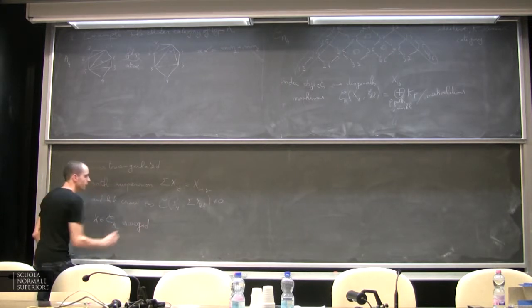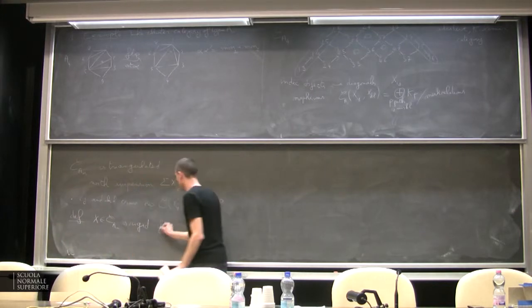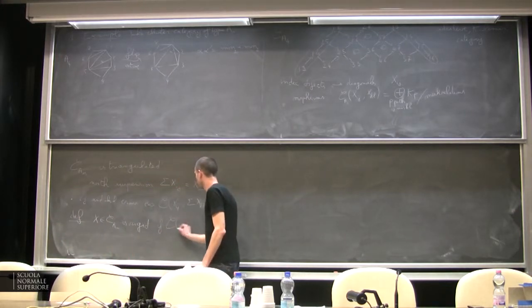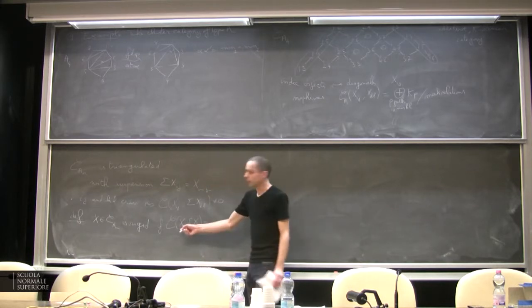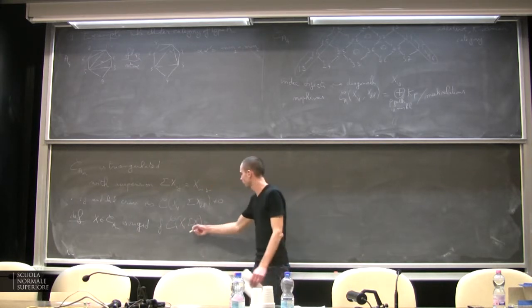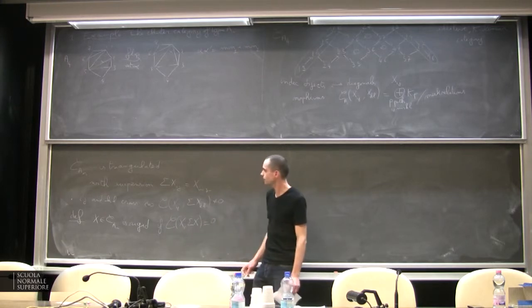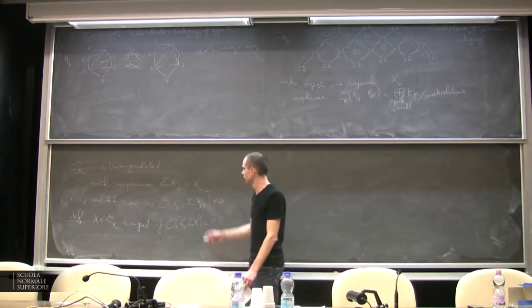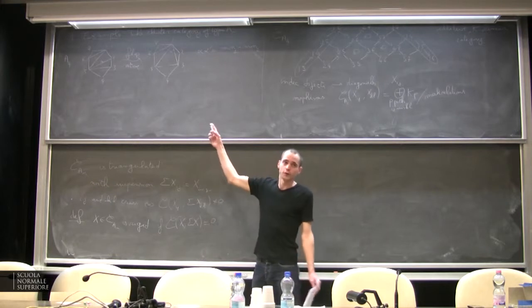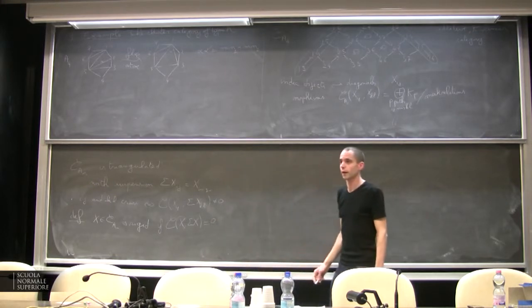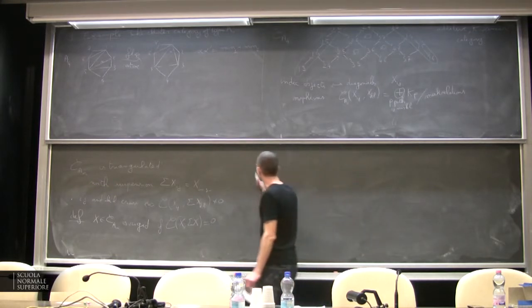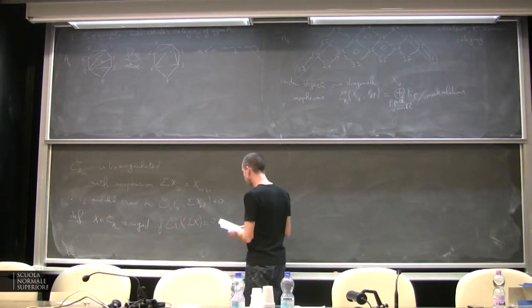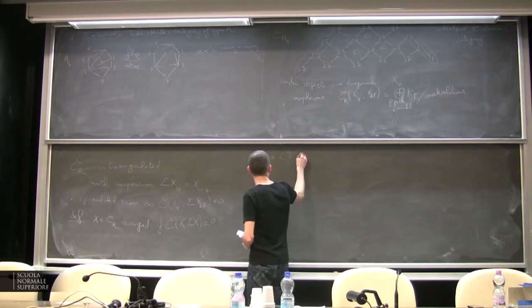X is rigid if it has no extension, so there is only the zero morphism from X to the suspension of X. Meaning that it corresponds to a collection of non-crossing arcs, non-crossing diagonals. And X is said to be a tilting object.